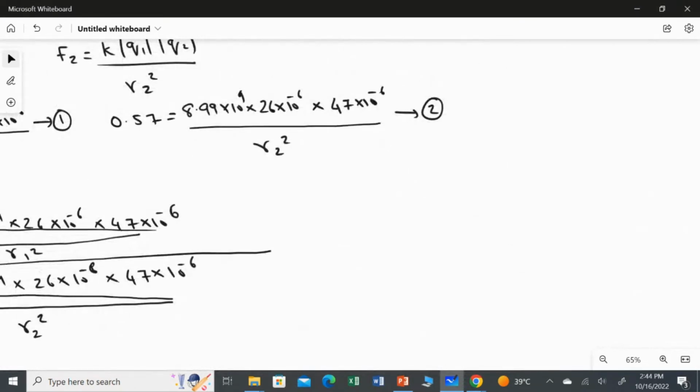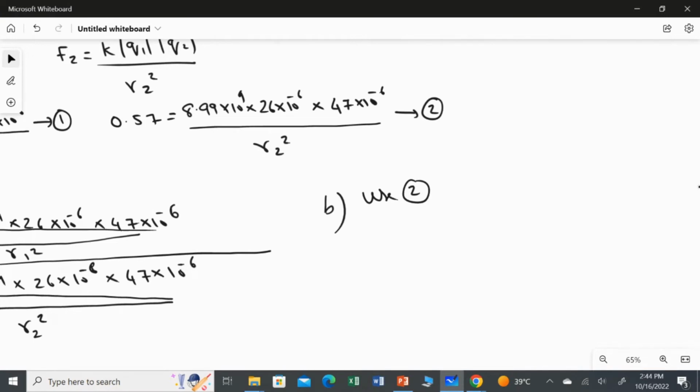What is our second equation? Our second equation is this. So I'm going to find the answer for the second part. For the second part, I'm going to use the second equation. I'm going to rearrange the second equation.